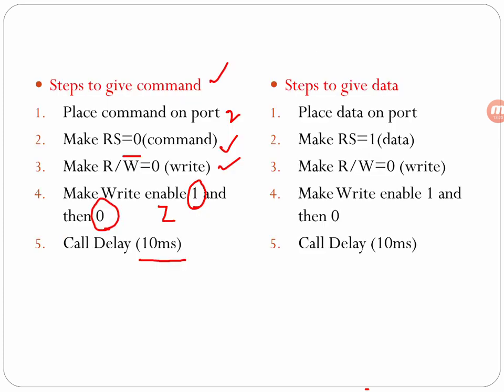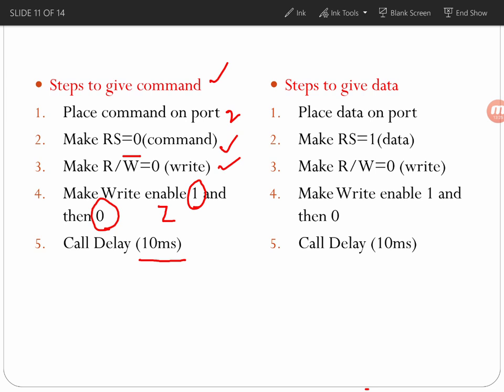Place the command word on port 2. After placing the command word, select the command register. After selecting the command register, make read/write bar equal to 0. And then enable: send a 1 first and then a 0. Here we are assuming the delay required is 10 milliseconds, so call a delay program for 10 milliseconds.